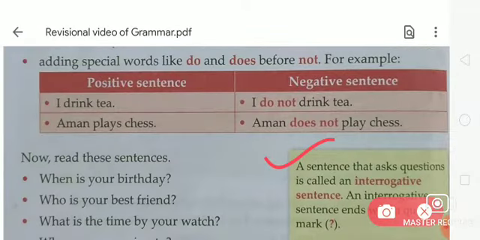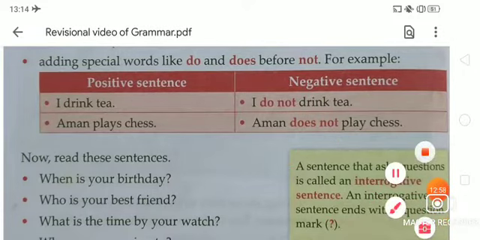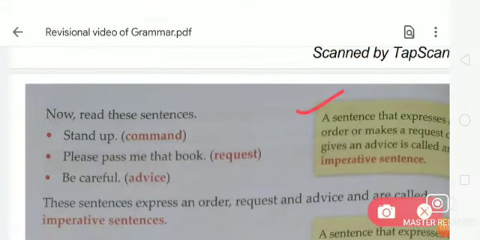Now the next type, interrogative. A sentence that asks a question is called an interrogative sentence, and it ends with a question mark. Okay, it is a question mark.